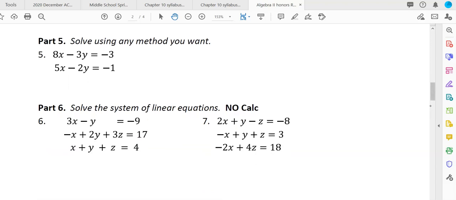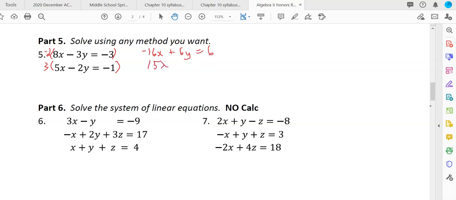So you really have a choice here: substitution, elimination, or graphing. To me, I like elimination, so I'm probably leaning towards elimination. This looks like some pretty big numbers. I'll multiply this one by negative 2 and this one by 3. That should eliminate the y term after that. So if I do that, I get negative 16x plus 6y equals positive 6.